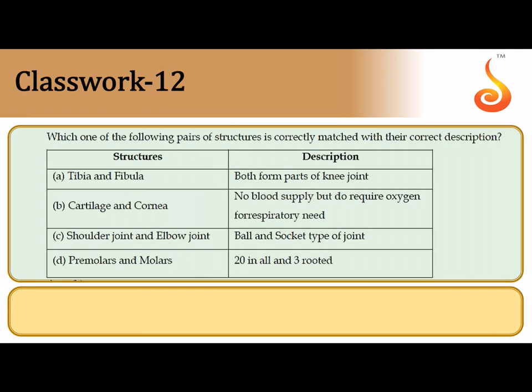Now let us see which is the correct match over here. Tibia and fibula both form the knee joint. Obviously not, because tibia and fibula are there in your shin or the shank. Cartilage and cornea, they don't have blood supply but they need oxygen. Very correct. Cartilage and cornea should be clear, so obviously they don't have blood supply, but they do take oxygen from diffusion by the nearby vascular tissues. Shoulder and elbow joint, they're saying elbow joint, how can it be a ball and socket joint? Elbow joint is a hinge joint, so this is wrong.